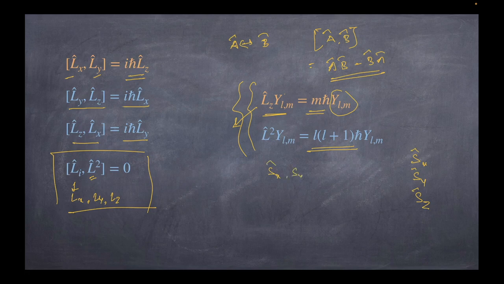Sx commutation relation with Sy will be i h bar Sz. Similarly, all three we can write down. Now the Sz operator eigenfunction: if we operate the z component of spin angular momentum, that means Sz, on any spin eigenfunction. So let's consider the case of the electron. We know the spin angular momentum quantum number, capital S, is half. That means the possible values of ms are minus half and plus half. That means only two possible spins are there for electron.